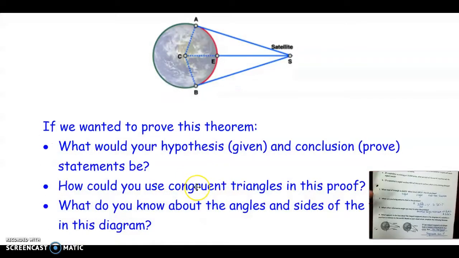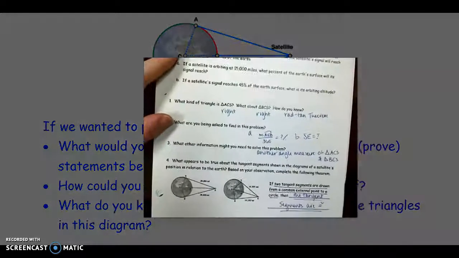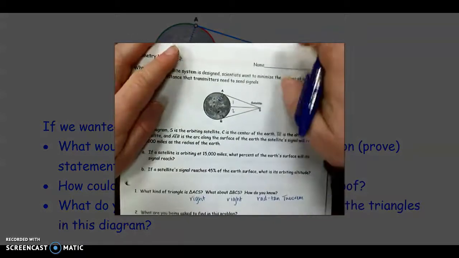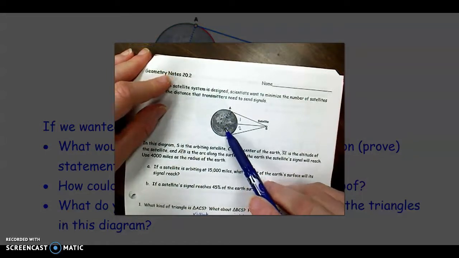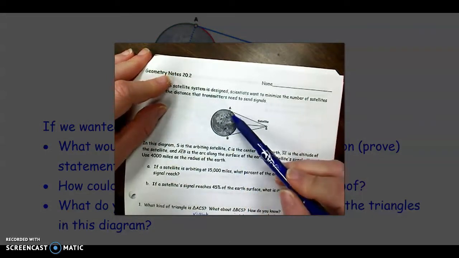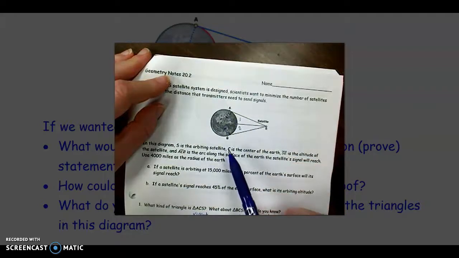So what do we know about the angles and the sides of this diagram? So these are the things that we should know. We've talked about it already. We know the radii are congruent to each other by the definition of a circle. We know we have right triangles because of the radius tangent theorem, that they are perpendicular to each other.